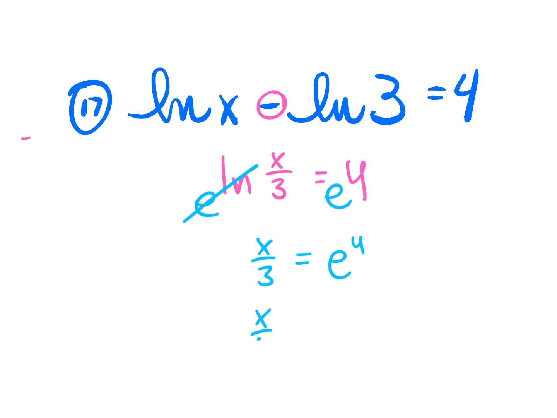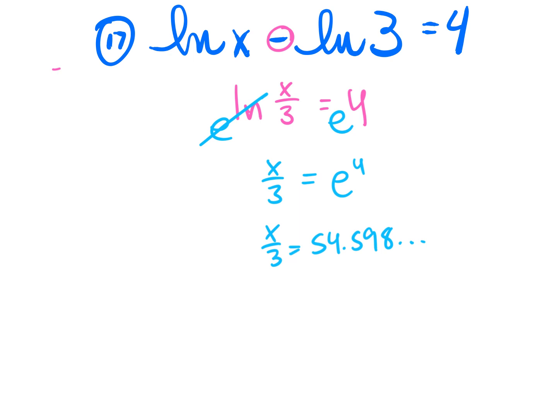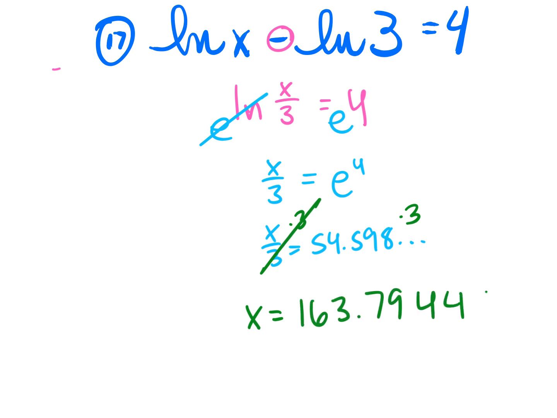So x over 3 is equal to 54.598. It keeps going. What's the last step? Multiply by 3. So it cancels out with the 3 on the left side, and then we just multiply 54 times 3. We get 163.79445.